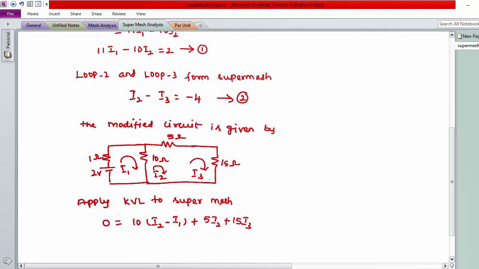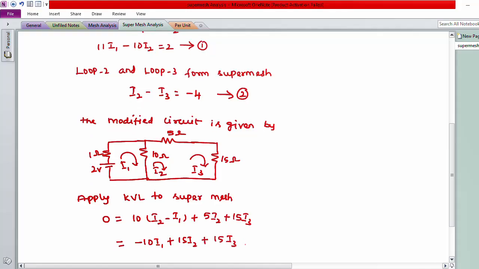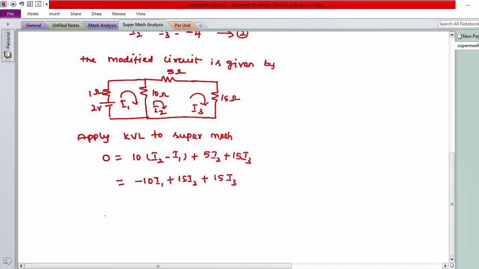After simplifying this equation, we can write −10 I1 + 15 I2 + 15 I3. So we can rewrite this equation as −10 I1 + 15 I2 + 15 I3 = 0. Take this as equation number 3.